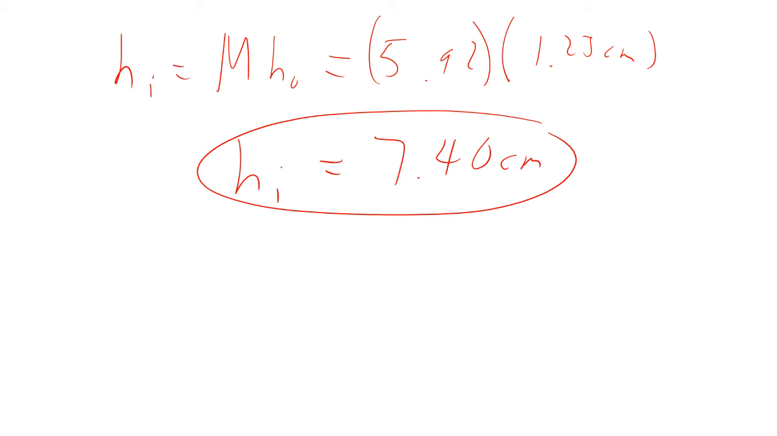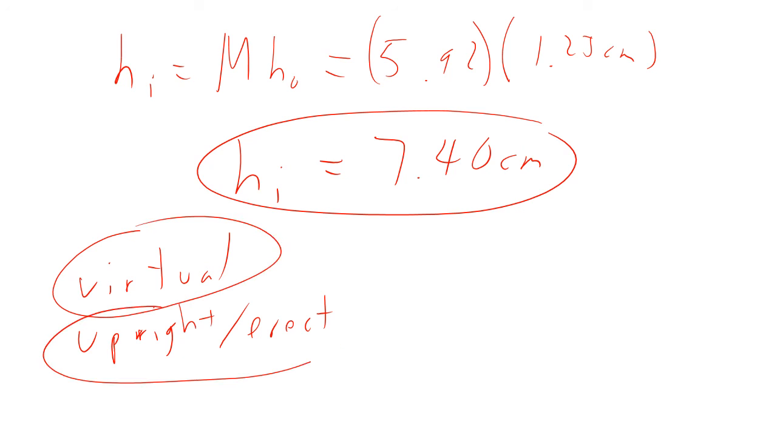So we would say that the image was virtual, it's upright or erect. The two terms mean the same thing. You can use either one of them, okay? And we gave the magnification, we gave the height of the image, we gave the position of the image. So those are the image characteristics. That's what we would use to describe this.